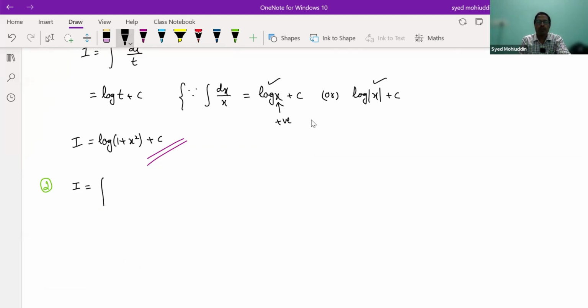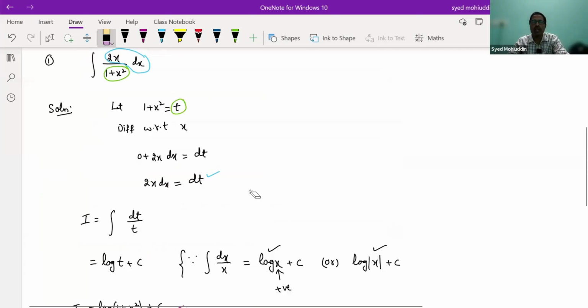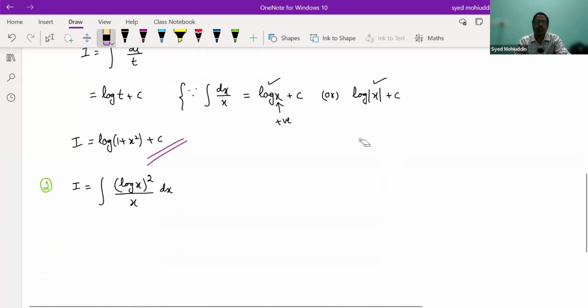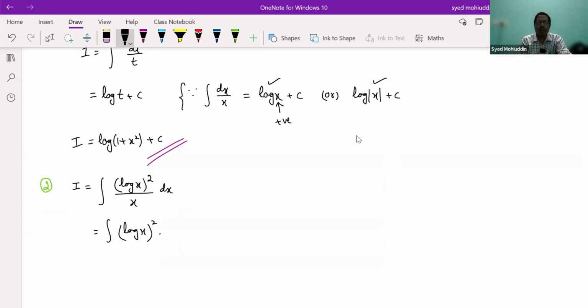I is equal to the integral of (log of x) whole square divided by... or rather, I can say, which form is it? For the second form, I'm taking this fourth form, (f of x) whole square into f dash of x. But where is this f dash of x in this problem? I can rewrite this as the integral of (log of x) whole square into 1 by x into dx. I can write in this form.